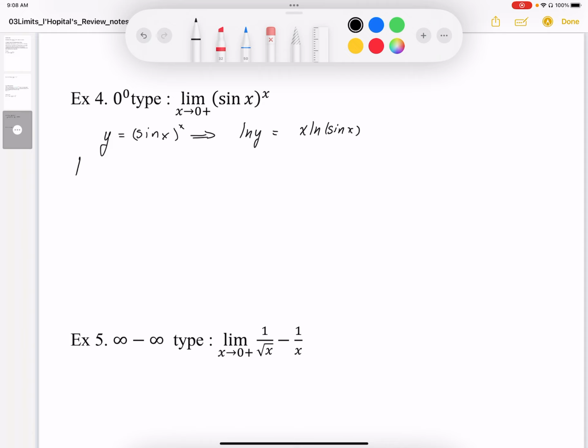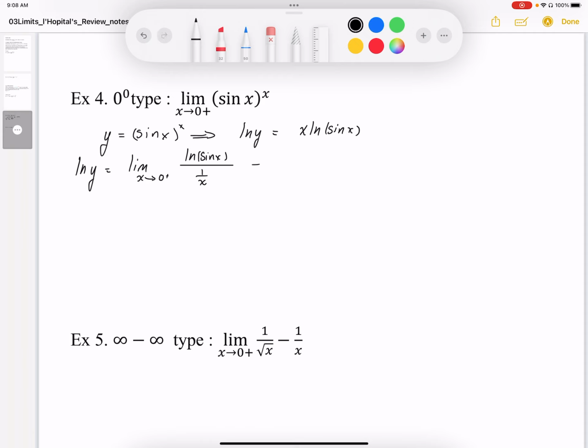So we can say that log y is equal to the limit as x approaches 0 from the positive side of, in this case, I'm going to rewrite this as a ratio, log of sine x over 1 over x. And this is going to be 1 over 0 from the positive side, 1 over x.